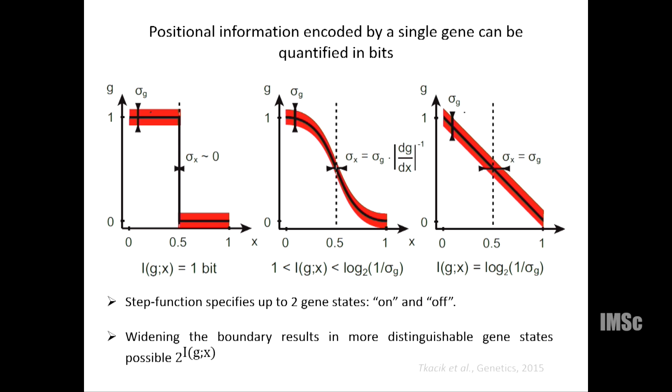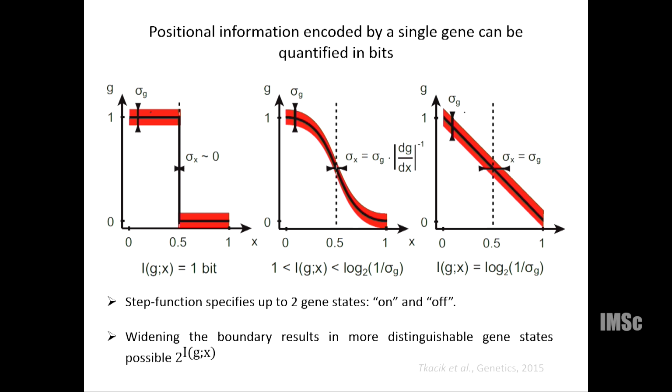One more observation: I(g; x) is just a number, in bits. If you take 2 to the power of this mutual information, you will get the number of possible distinguishable gene states. Now you can think about how to improve the situation, how to get more out of the signals.